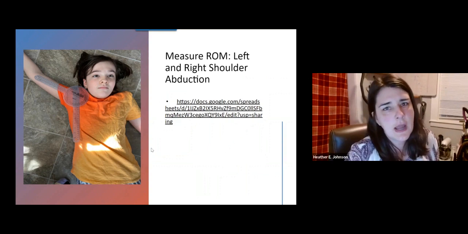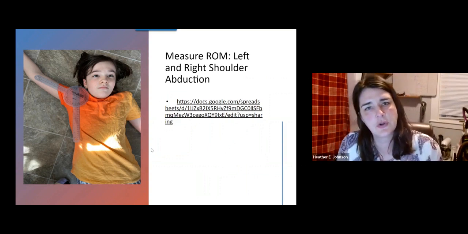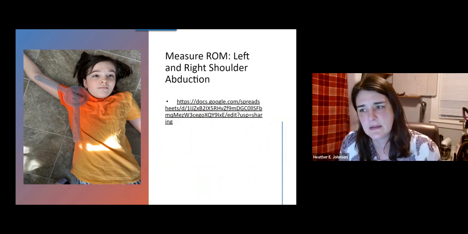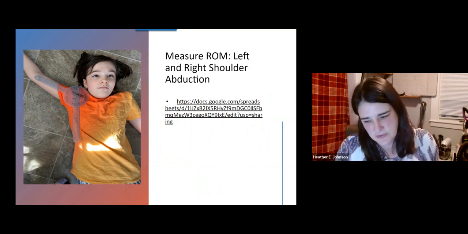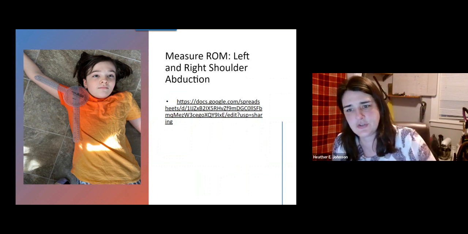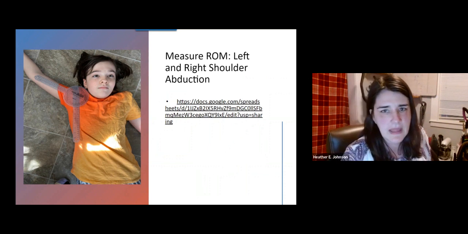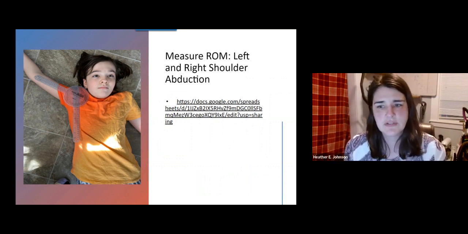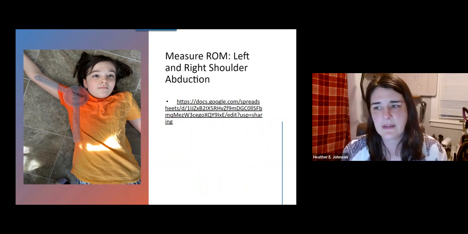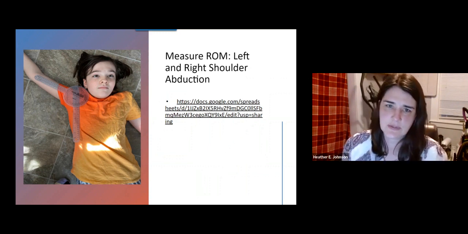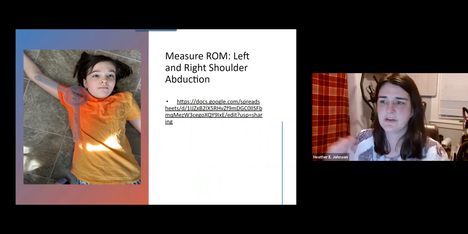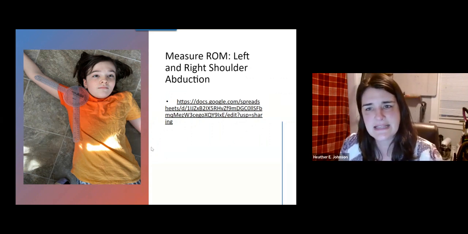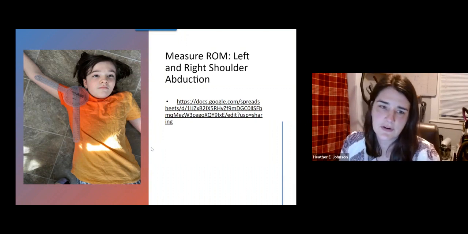Why don't you use a goniometer to measure the range of motion for your shoulder abduction so we can get a more standardized understanding of the range of motion of your shoulder? Pause this video, and after you measure your range of motion at your left and right shoulder, post it to the Google Docs link that we have on Canvas under resources. And then we can gather the data from everyone in this class to calculate a norm for abduction range of motion.